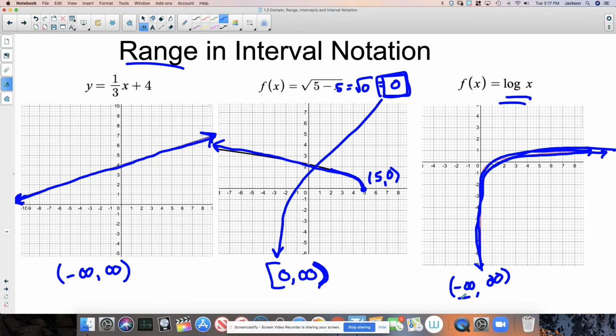Okay. Lowest point, highest point. Always parentheses around infinity. Brackets around numbers we want to include. And if we ever pick our pencil up off the paper when we're tracing, we have to write that number down.